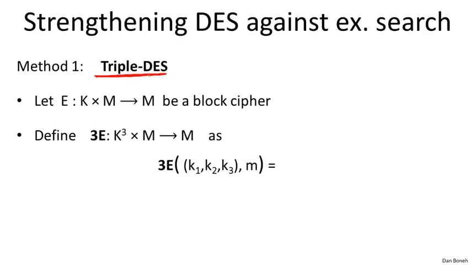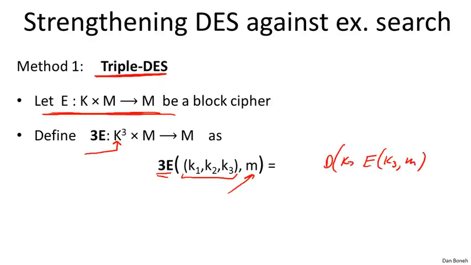So triple DES is a general construction. Basically, it says the following. Suppose you give me a block cipher E. It has a key space K, a message space M, and an output space, of course, M as well. Let's define the triple construction, which now uses 3 keys. It uses 3 independent keys and encrypts the same message block as before. What it does is it will encrypt using the key K3, then decrypt using the key K2, and then encrypt again using the key K1. So it's basically encrypting 3 times using 3 independent keys.